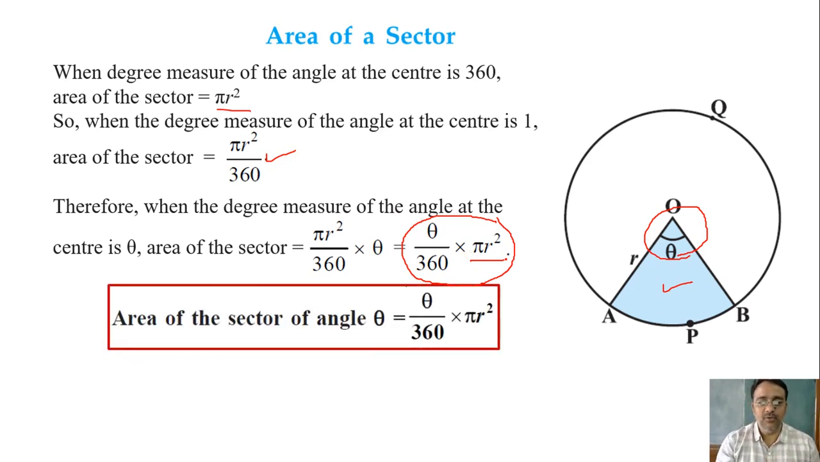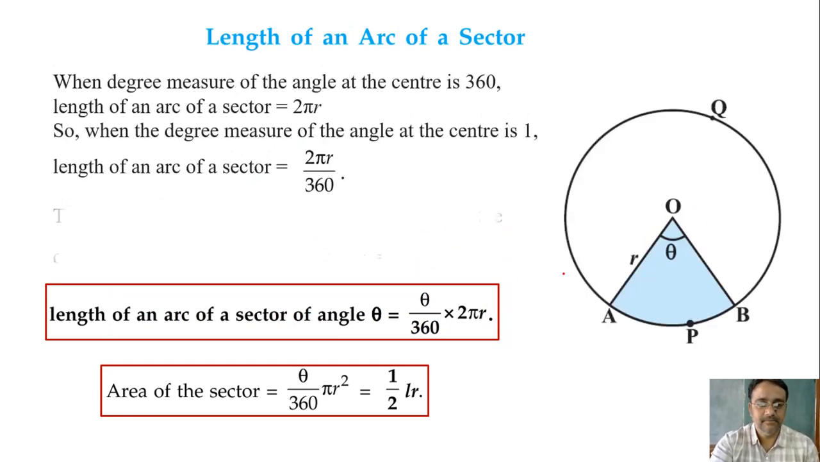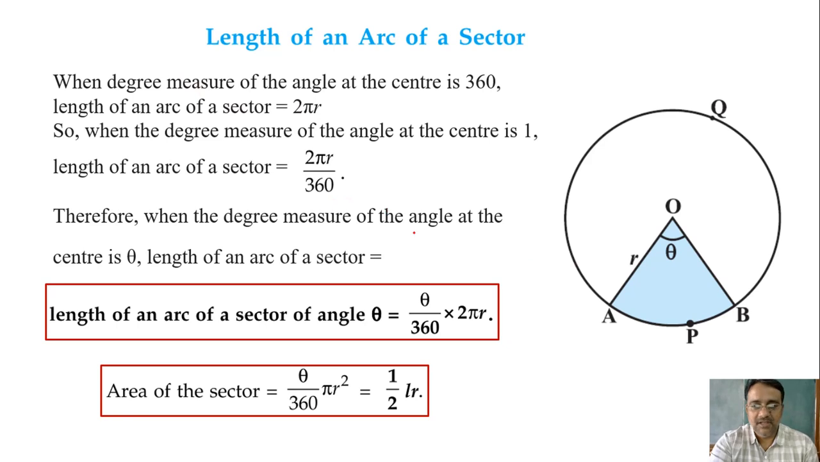Now we'll move towards the length of an arc. Okay, so similarly how we calculate for the area of sector, पहले हम लोग क्या करेंगे, इसका फ्रैक्शन निकालेंगे, fraction of this angle to the complete angle, that is theta upon 360, then multiplied with the full circumference, that is 2 pi r. So you will get the length of an arc of a sector of angle theta.